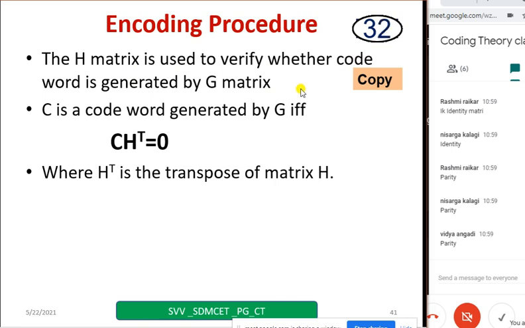Similarly, the decoding procedure you have to discuss without any numerical example. Once we complete the decoding procedure, then we'll take a numerical example. We'll discuss the encoding procedure with a numerical example. That time it will be easy, whatever we have discussed so far. Let me go to the next slide.